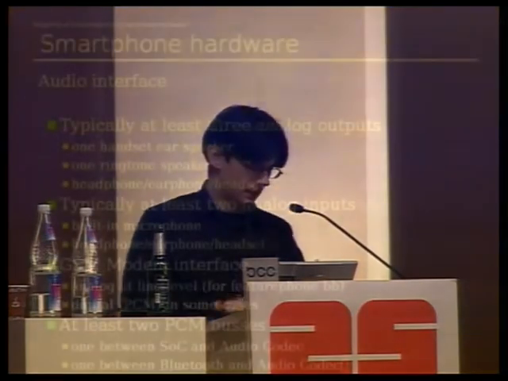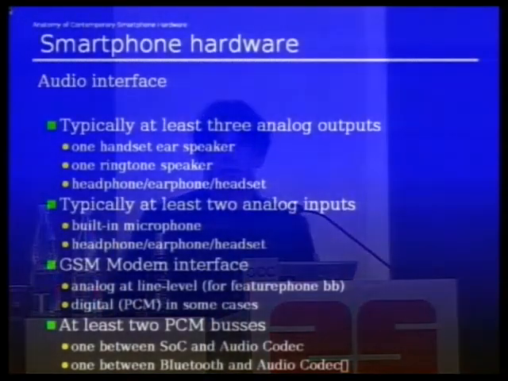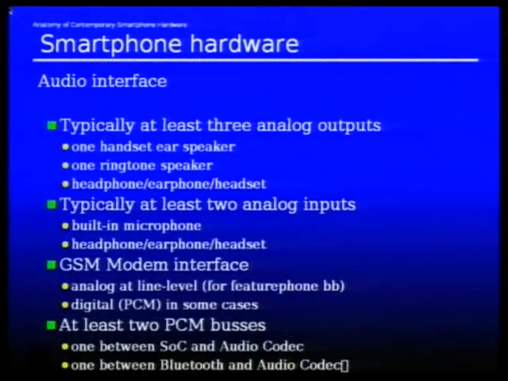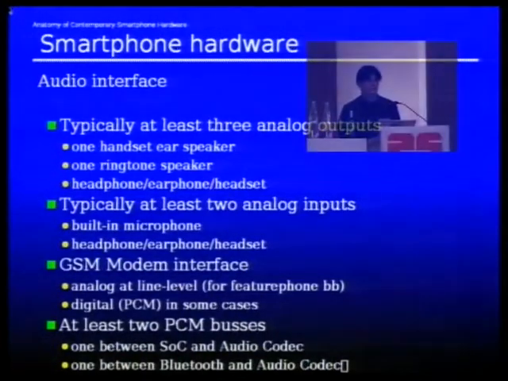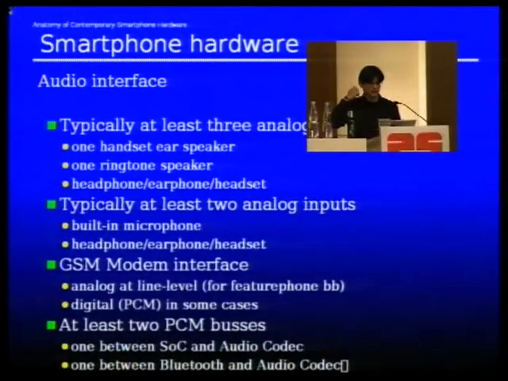Now, let's look a bit at the audio interface. The audio interface is actually an interesting thing to look at. Because most people think, well, it's a phone. What's so complicated about the audio interface? Well, we have typically at least 3 analog outputs. There is usually a headphone jack for like earphones or a headset. There is the actual speaker that points at your ear when you use the phone, the ear speaker, and a ringtone speaker, which is at a different location to play the ringtones or music for whoever wants to listen to music on these crappy speakers. And then you have 2 analog inputs, the built-in microphone and the microphone that is connected externally in the headset.